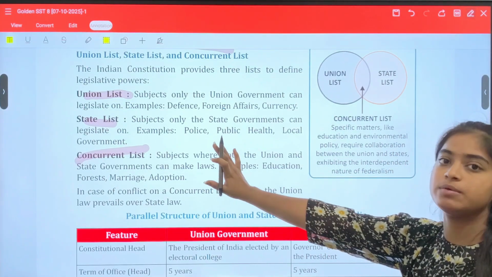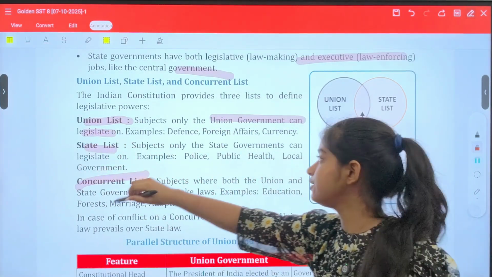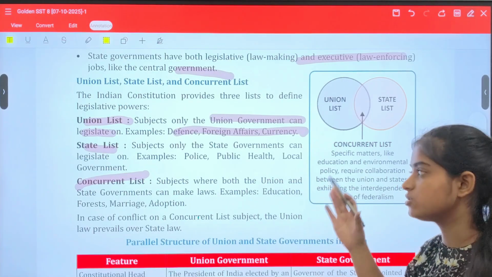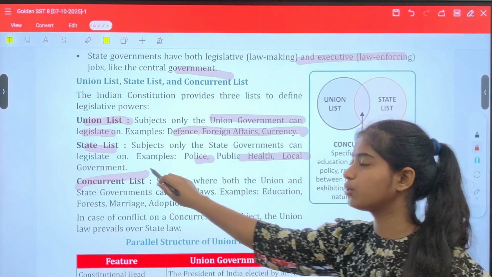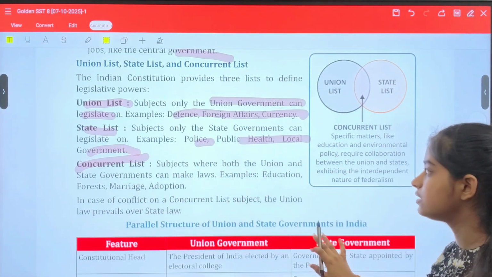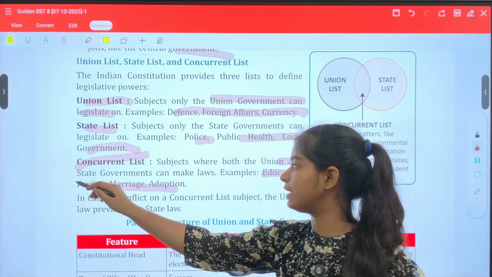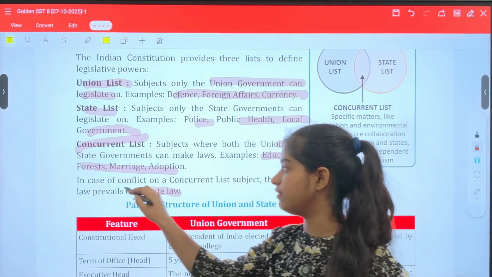Okay, so those subjects which come in the union list, the union can legislate on, for example, defense, foreign affairs and currency, on major activities. For the state list, the issues go slightly down. For example, they take care of local government issues. For the concurrent list, which is for both union and state governments to make laws, examples are education, forest, marriage and adoption. So in case of conflict on a concurrent list subject, the union laws prevail over state laws.